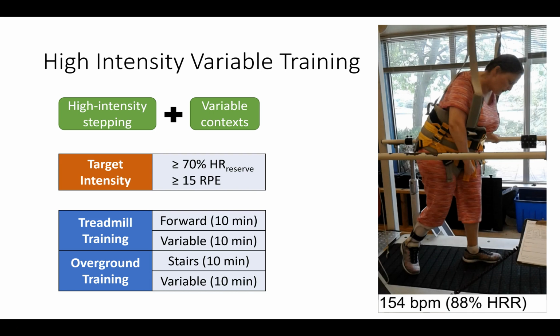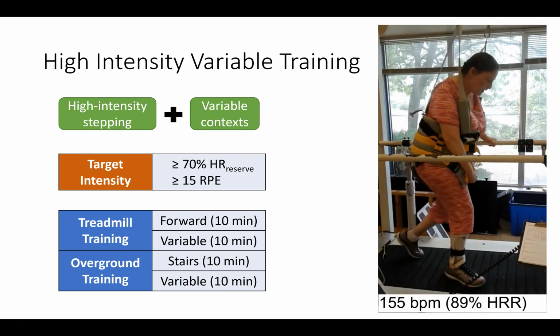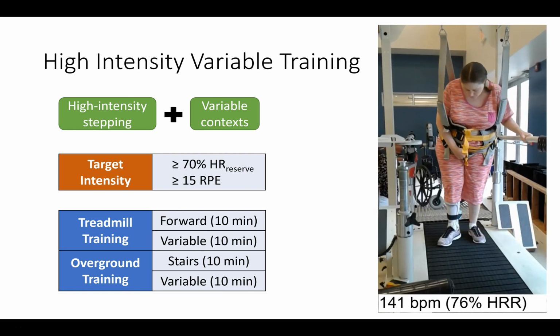So this was the experimental group where we combined high-intensity stepping and variable contexts. These individuals targeted at least 70% of their age-predicted heart rate reserve and ratings of perceived exertion of at least 15 on the Borg RPE scale, or hard. So during their sessions, they would do up to 10 minutes of forward treadmill training. We're really trying to challenge propulsion.